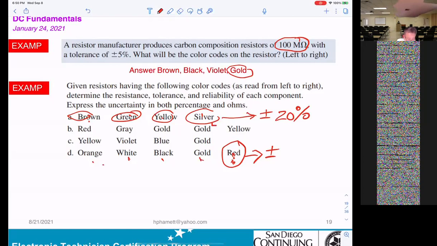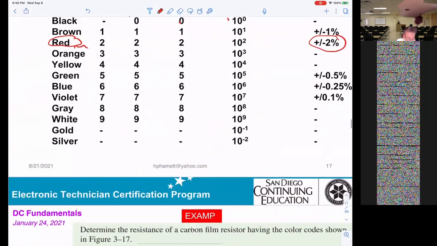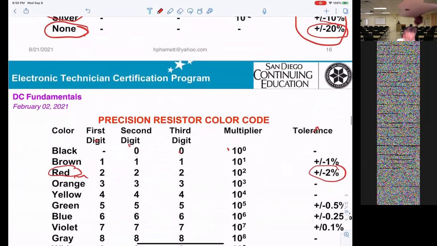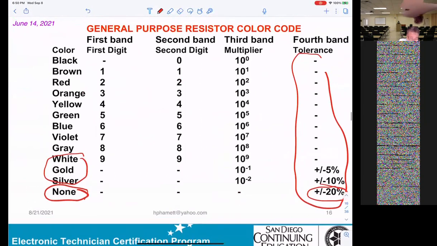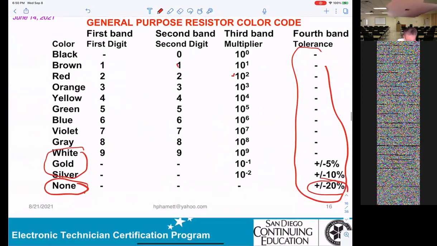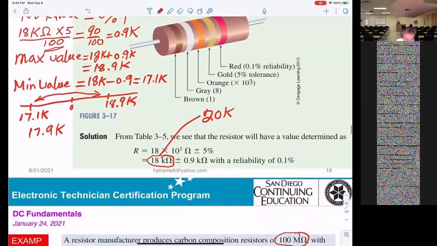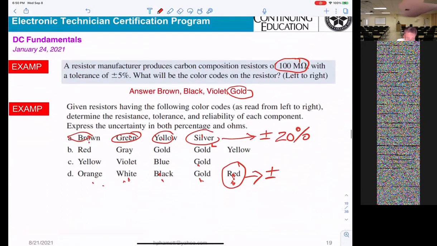Okay. 1, 2, 3, 4. We go back here. One, 2, 3, 4. Okay. Oh, yeah. I agree with you. Okay. I'm sorry. It will be silver, 10%. Okay, thank you.